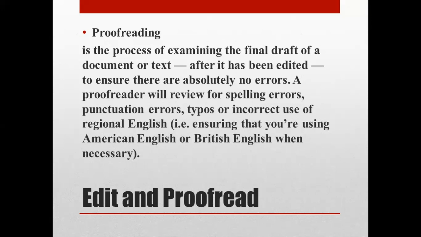For example, in British English, you say color, C-O-L-O-U-R, and behavior, B-E-H-A-V-I-O-U-R. So have I used the British spelling along the entire work or not? And have I used the same term to describe the same word or the same concept or not? This is part of proofreading.